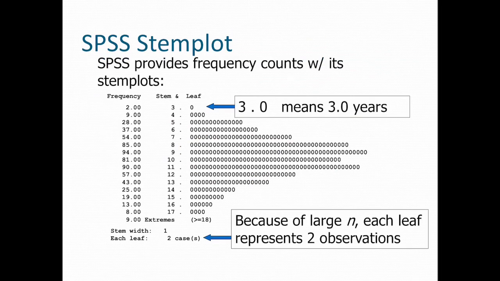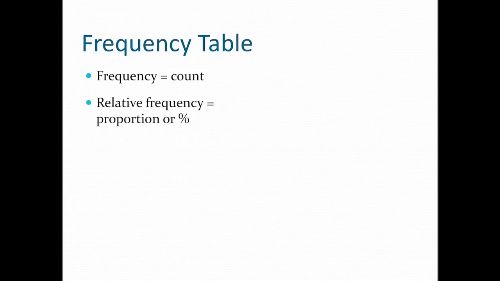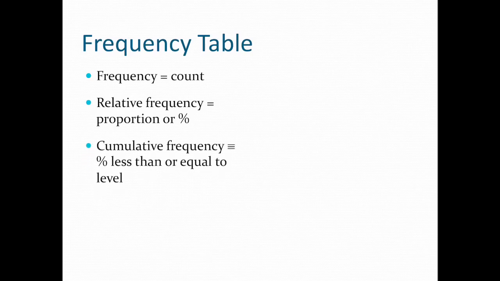If you use SPSS, which is statistical analysis software, it can provide frequency counts with the stem plots, as shown here. So here we have a mean age of 3 years, and the frequency is 2, so that means there's 2 of them at that level. We're going to go into frequency a little bit. The frequency is the count, or how many there are of that particular number or thing that you're measuring. Then you have relative frequency, which equals the proportion or percent of the total. And then you have cumulative frequency, which is the percent less than or equal to that level.